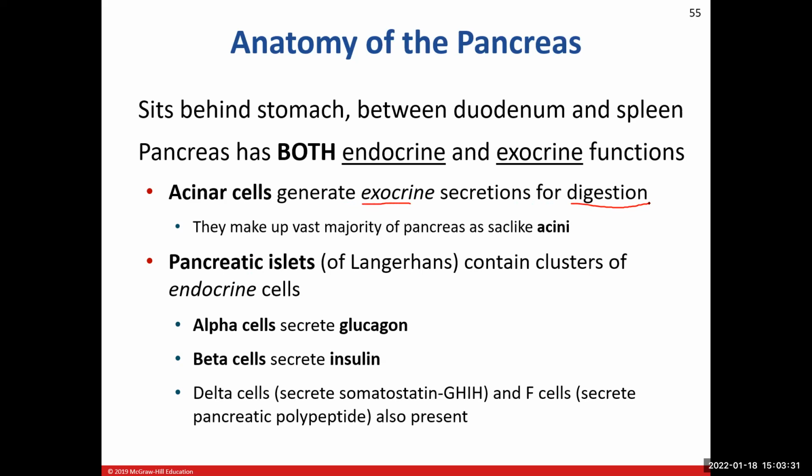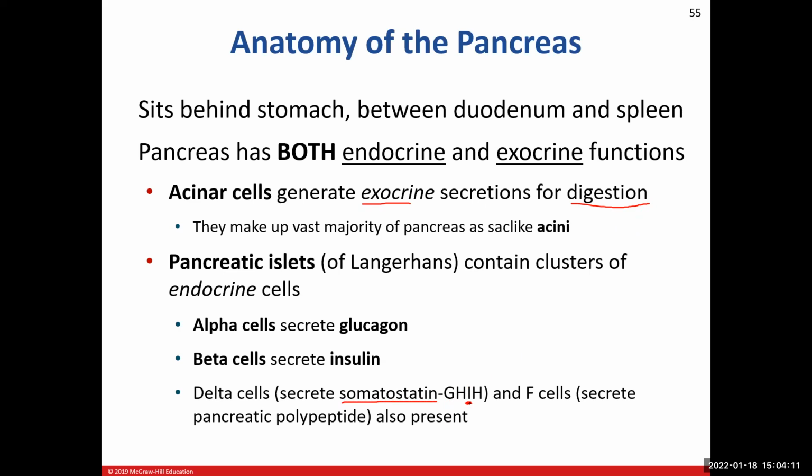These are called the pancreatic islets, or the islets of Langerhans. So these are these clusterings of the endocrine cells. And so there's a group. The first two cell types are the ones that I really want you to focus on, alpha and beta. Alpha cells secrete glucagon, beta cells secrete insulin. We also have the delta cells and our F cells. The delta cells are going to secrete somatostatin, and somatostatin is the growth hormone inhibiting hormone. But I really want you to definitely know alpha cells, glucagon, beta cells, insulin.